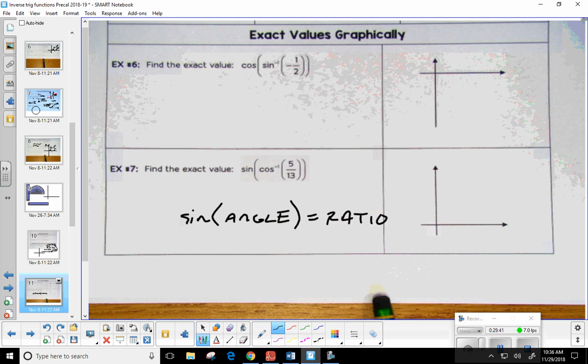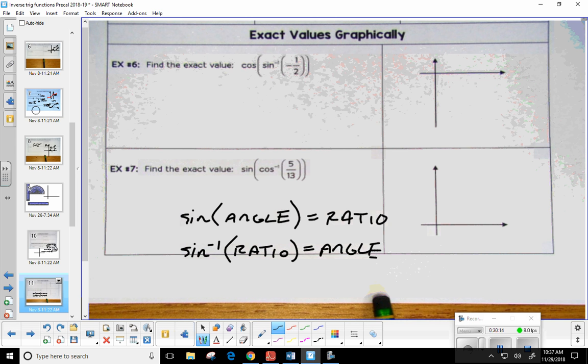Now, when you're dealing with an inverse trig function, what do you plug in? You plug in a ratio, and the answer is going to be the angle. It's real easy to confuse those, but it's very important we know the difference. You only plug an angle into a trig function. You only plug ratios into an inverse trig function. Okay, so with that in mind, let's take a look at these. Cosine of sine inverse of negative 1/2.